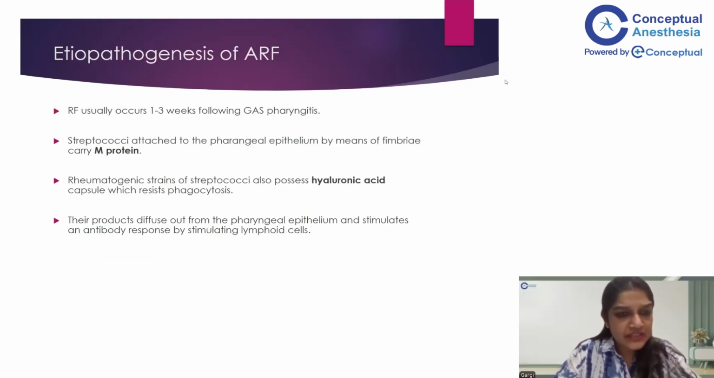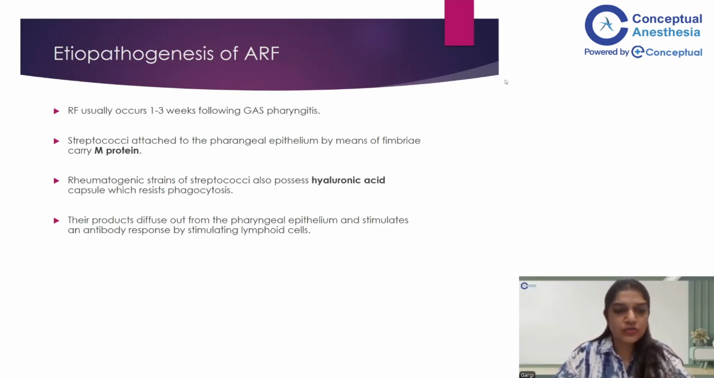So, rheumatic fever generally occurs 1 to 3 weeks following the pharyngitis. Initially, the patient will present only with pharyngitis, only with sore throat. But then, if it goes unnoticed, within 1 to 3 weeks, the patient will start having other manifestations of rheumatic fever.